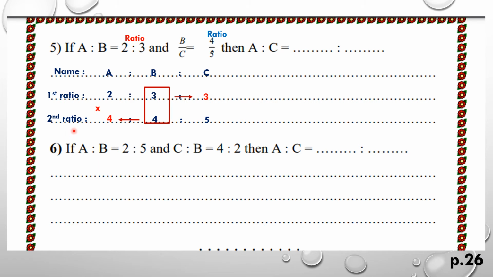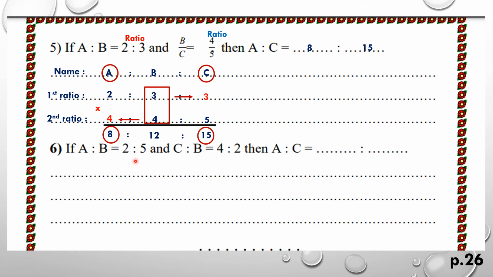Now, let's multiply. 2 times 4 equals 8. 3 times 4 equals 12. 3 times 5 equals 15. A to B to C equals 8 to 12 to 15. But we need A to C. Under A we have 8. Under C we have 15. So our final will be 8 to 15. Is this the simplest form? Yes, it is.